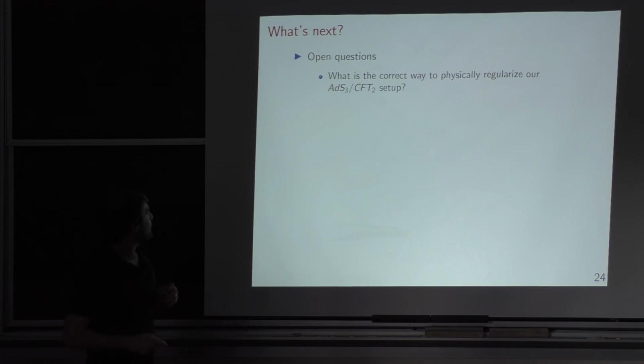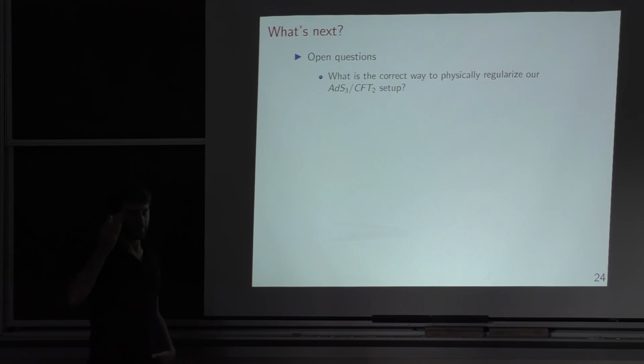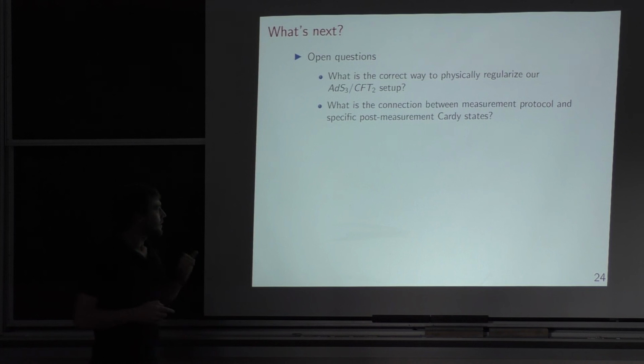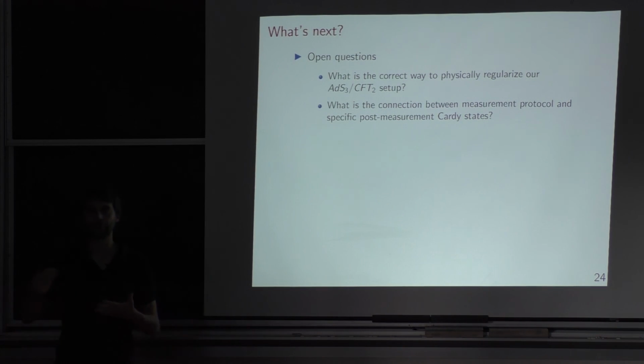I'll mention just a few open questions. One is, as we discussed already, what is the correct way to physically regularize this AdS3 CFT to set up the splitting, the slit, or making them of finite height, and so on. Another interesting question, which we also discussed, is: suppose that you measure the CFT, how do you really measure on some Cardy state? How do you operatively do that? That is not very clear.